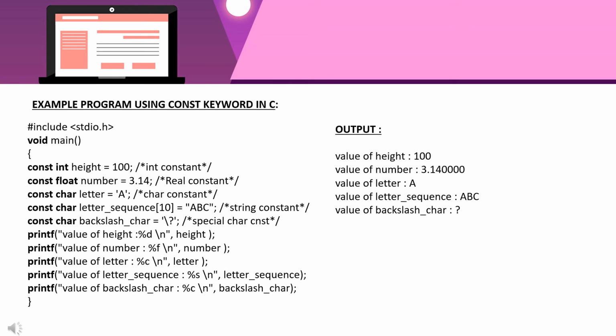You can see that the value of height is 100, which was given here, and the value of number, that is the float number, 3.140000, and the value of letter, which was a character, is given here as capital A, and the value of letter sequence, which was a string constant, is given here as ABC, and the backslash character is the question mark, as it was given here.